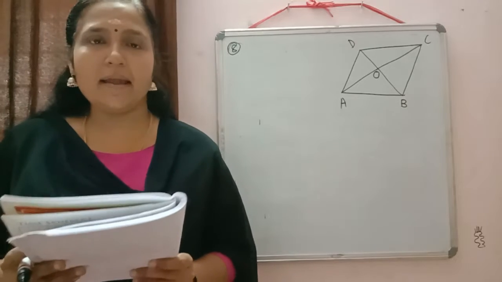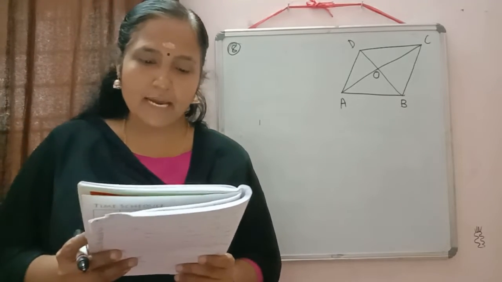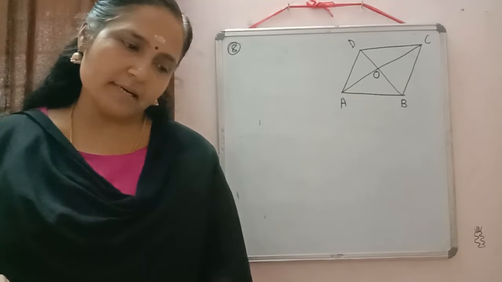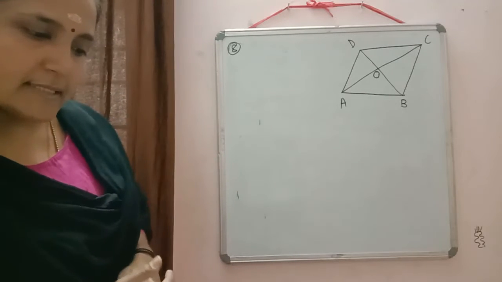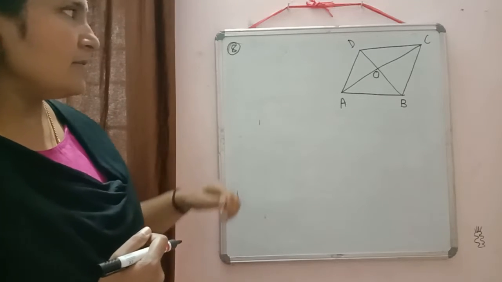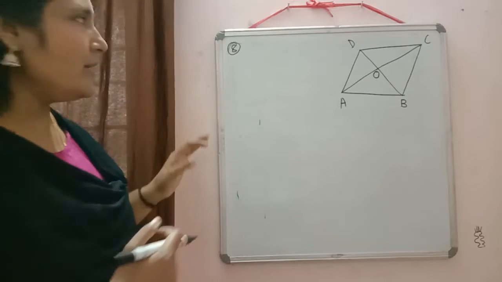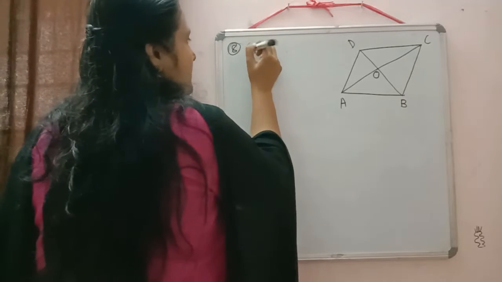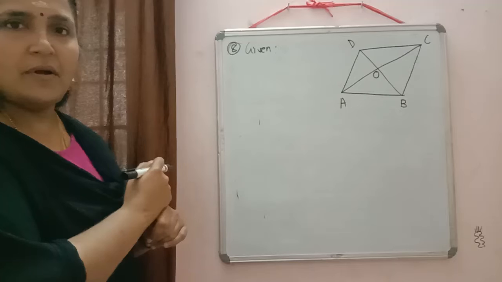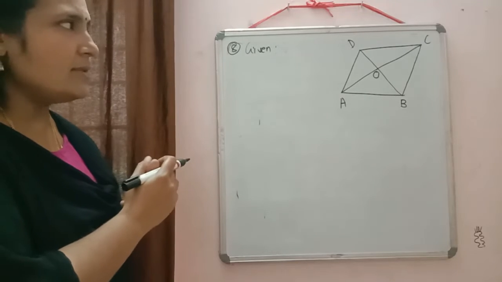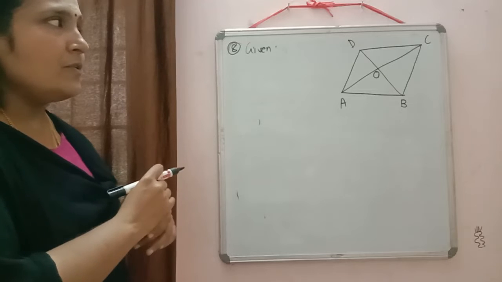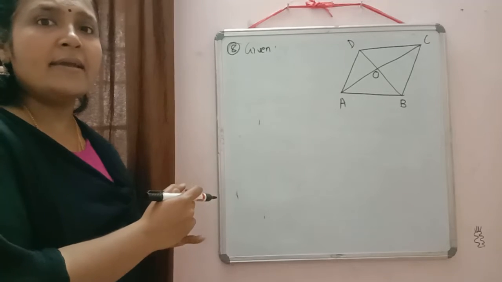In question number 8, it is given: prove that the sum of the squares of the sides of a rhombus is equal to the sum of the squares of its diagonals. First, we check what is given according to the properties of a rhombus. We know that in a rhombus all sides are equal. And to use the Pythagoras theorem, we need a right triangle.